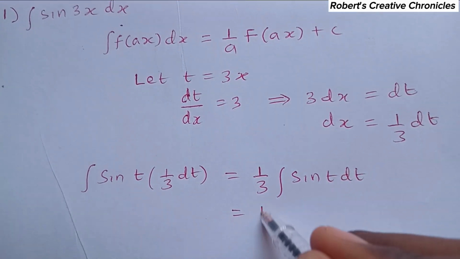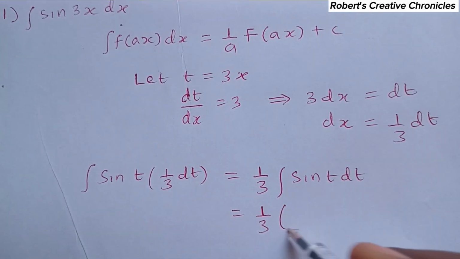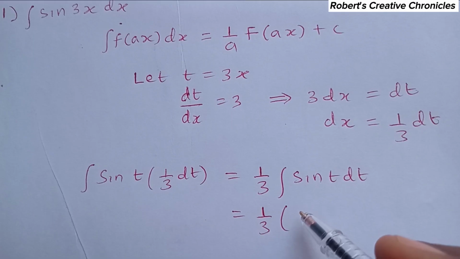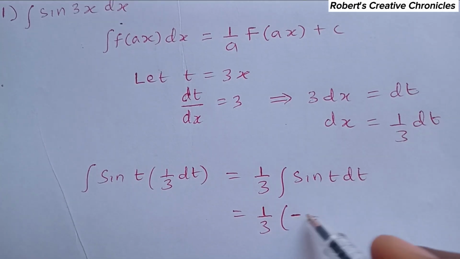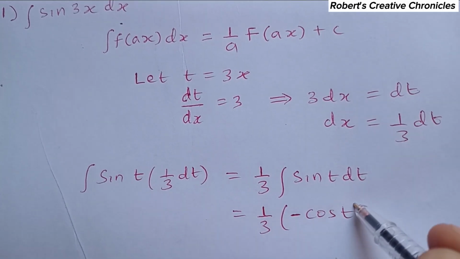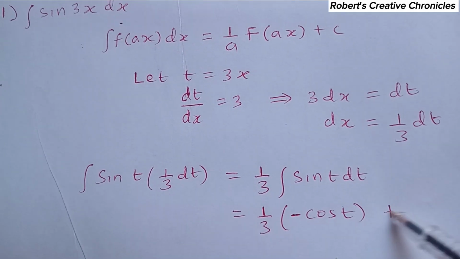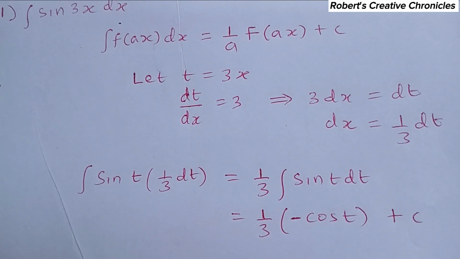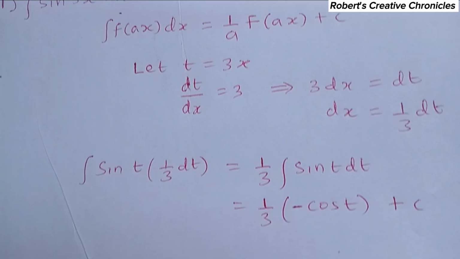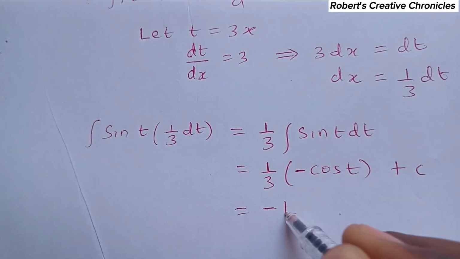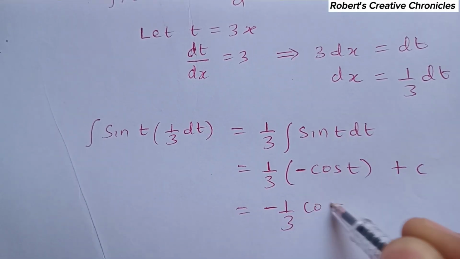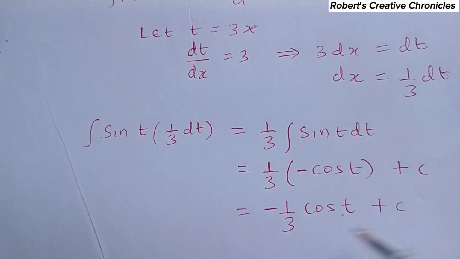So now, what's the integral of sine t? It's 1 over 3. The integral of sine t is what? It's negative cos t. Then plus c. So now the answer becomes minus 1 over 3 cos t plus c. Then what is t?